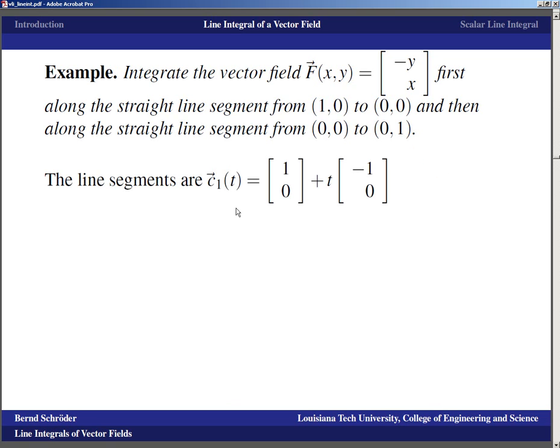The line segments, well, let's see, how do we encode a line segment? We go from the starting point, which is (1, 0) for the first line segment, and we then multiply by t the difference between the endpoint and the starting point, which would be (0, 0) minus (1, 0), which is (-1, 0), and that would be the first line segment.